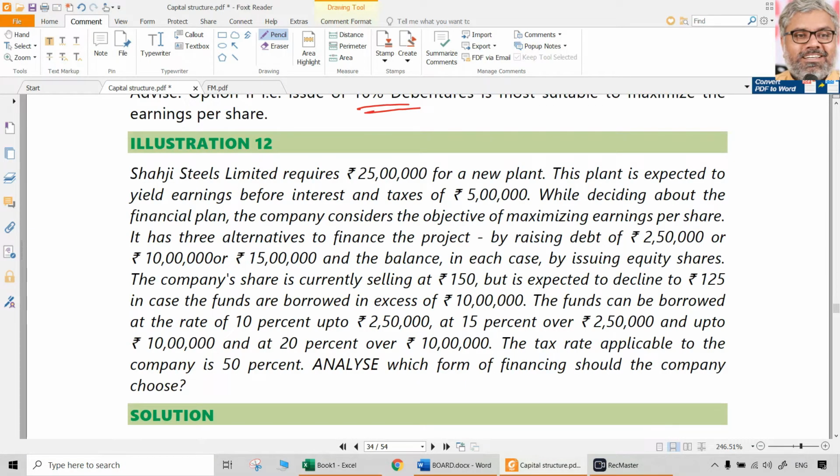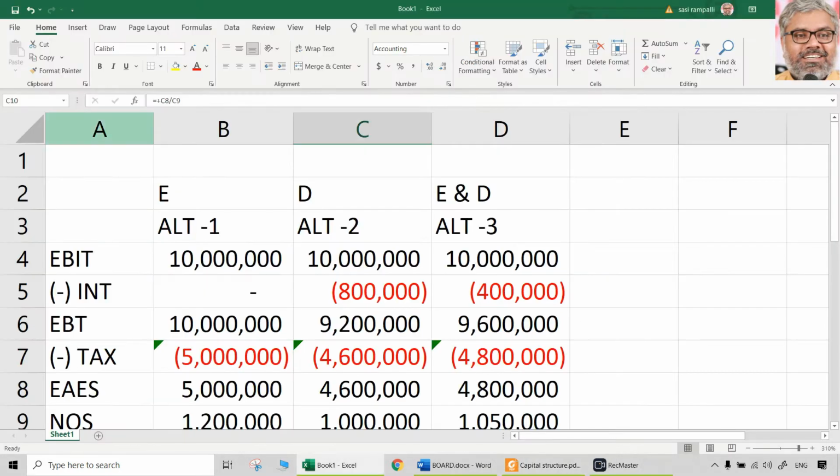Now, let us do another question. Illustration 12.